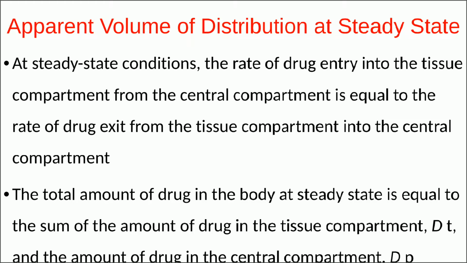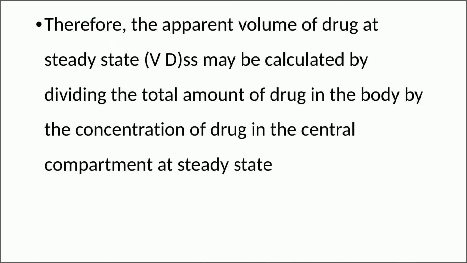What is the role of apparent volume of distribution at steady state? So at steady state condition, the rate of drug entry into the tissue compartment from the central compartment is equal to the rate of drug exit from the tissue compartment into the central compartment. The total amount of drug in the body at steady state is equal to the sum of the amount of drug in the tissue compartment, that is Dt, and the amount of drug in the central compartment, that is Dp. Therefore, the apparent volume of distribution at steady state, that is VDSS, may be calculated by dividing the total amount of drug in the body by the concentration of drug in the central compartment at steady state.